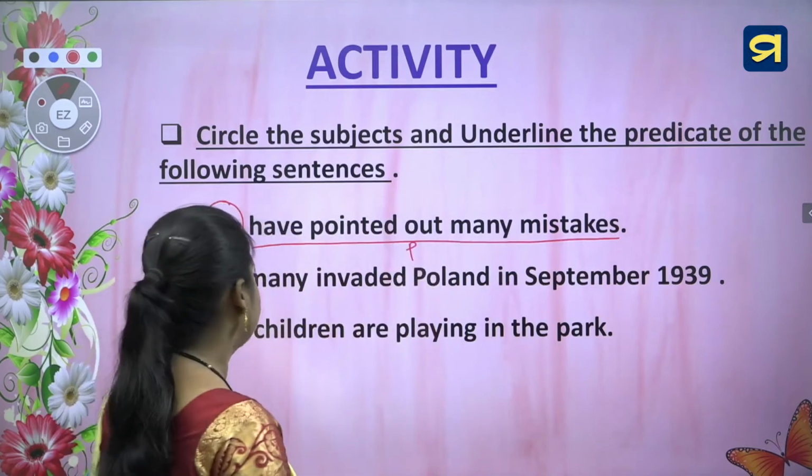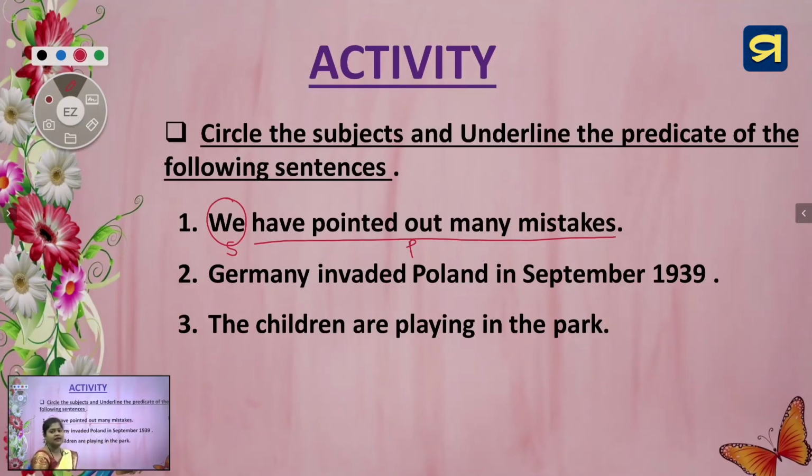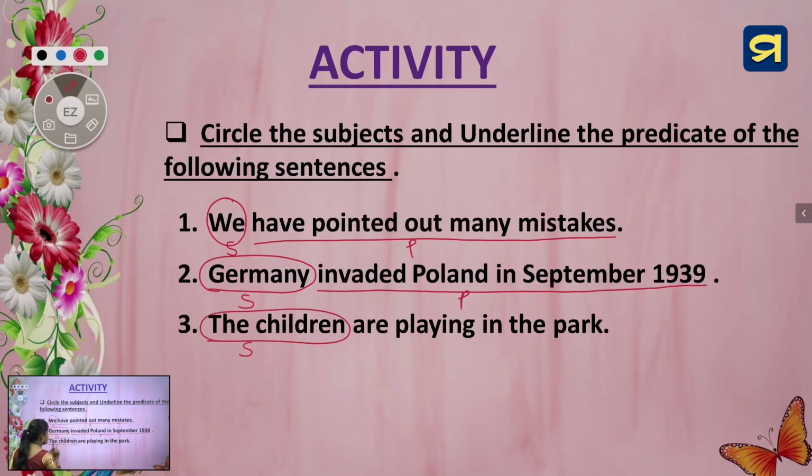Okay. Next, Germany invaded Poland in September 1939. So who invaded Poland in September 1939? Germany. So Germany is the subject. And invaded Poland in September 1939 is the predicate. Okay. Next, the children are playing in the park. Who are playing in the park? Children. So the children is the subject. Are playing in the park is the predicate.